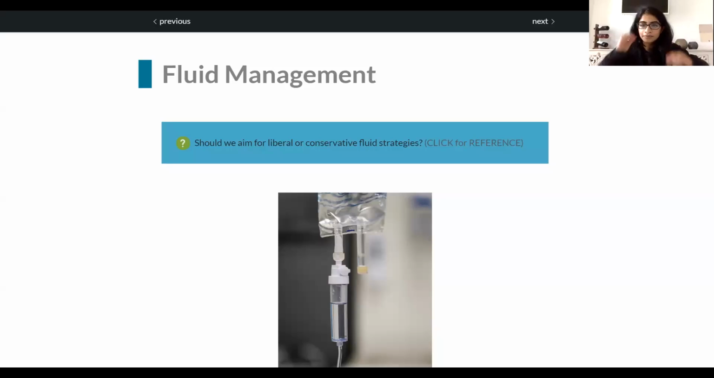Type quickly. So already I'm seeing a lot of conservative fluid strategies. Conservative with a target of negative balance. And I will give you another 30 seconds before we discuss it. Better to keep the dry lung, conservative management.